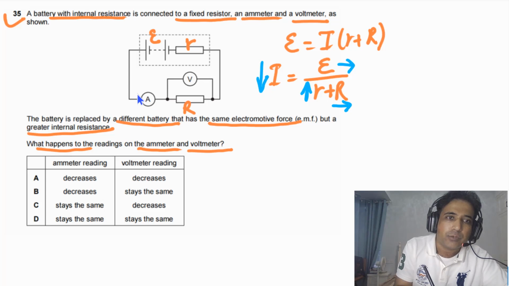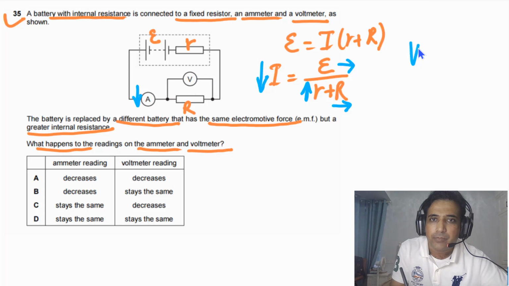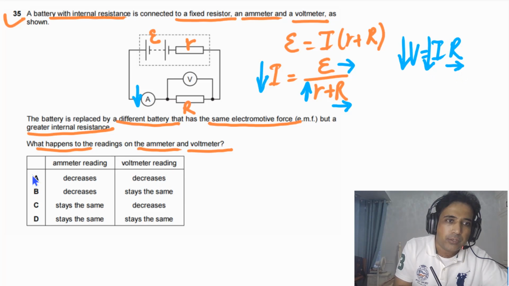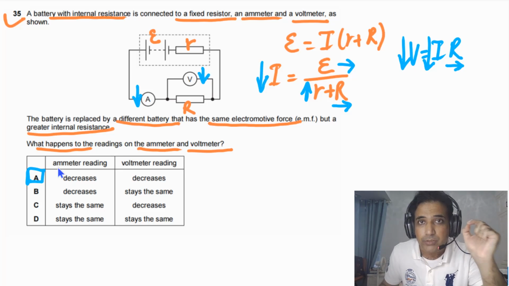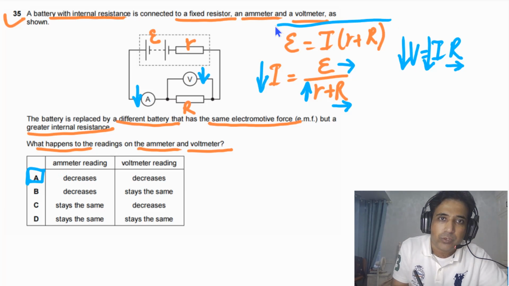So the ammeter reading will go down, and the value of V is equal to I times capital R. In this case, the load resistor's resistance is constant but current decreases, so the voltmeter reading also decreases. So ammeter reading will decrease, voltmeter reading also will decrease. So the answer for this question is A. A typical question also, so you need to understand this equation.